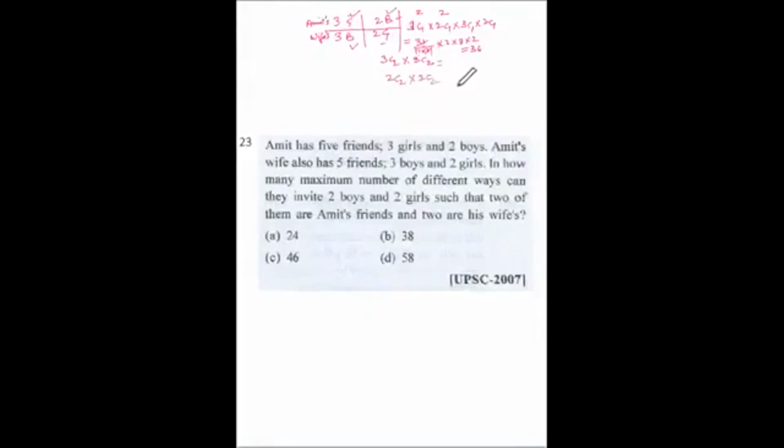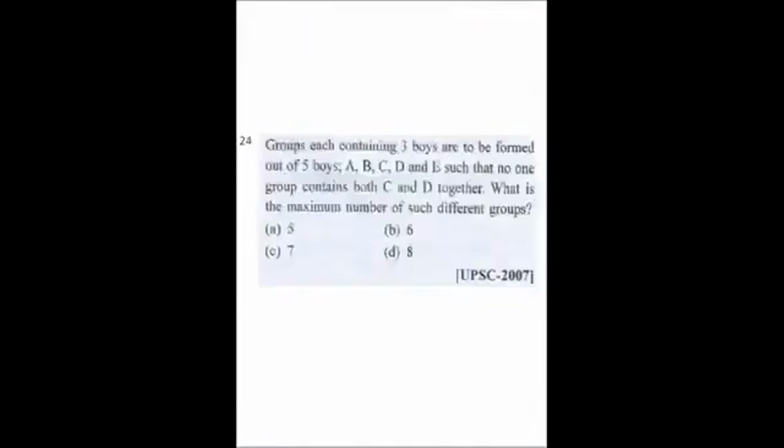So 3C2 into 3C2 is factorial 3 upon factorial 2 into factorial 3 upon factorial 2, so this is 9. And 2C2 is factorial 2 upon factorial 2, which is 1, into 1, so this is 1. So total cases are 36 plus 9 plus 1, it is 46. So answer is C.